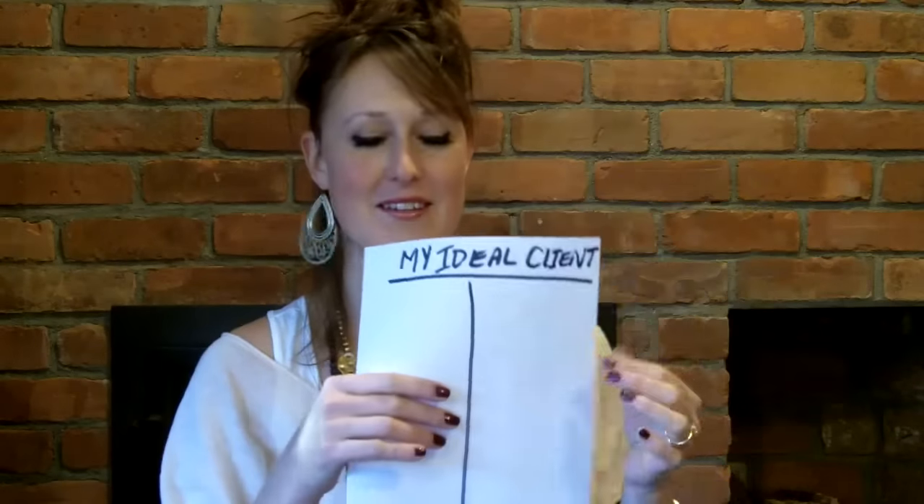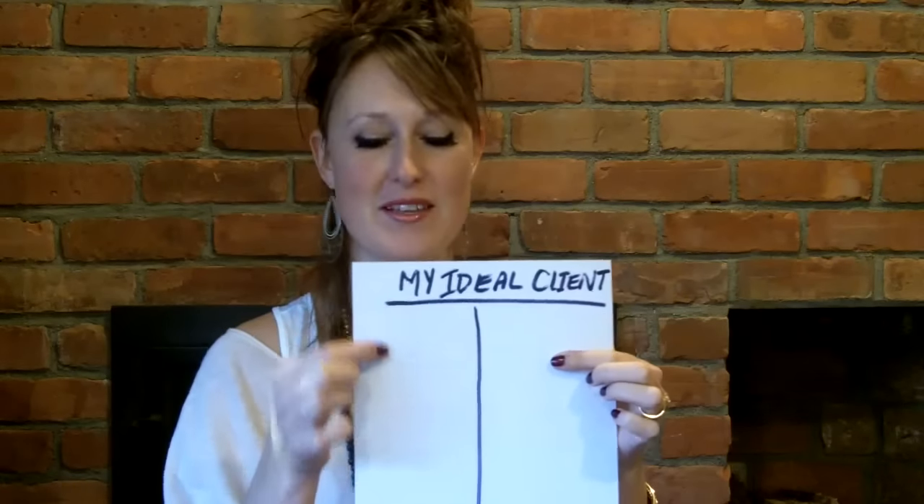Welcome back. Okay, so by now you have your paper filled out: my ideal client on the top, what I don't want, and then a list of characteristics. Make your list at least 10 things. Some of you might have more than 10, and that's okay. But start with at least 10 characteristics, things that you don't want.